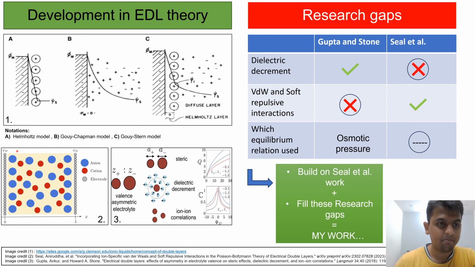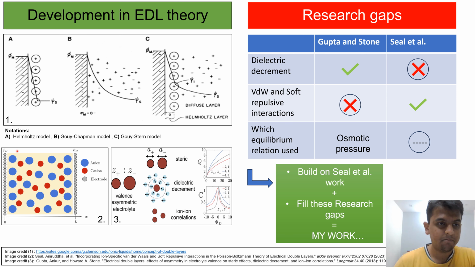So to find the potential and the concentrations of the ions within the EDL, we start with the Helmholtz free energy equation. We differentiate it to get the chemical potentials. We apply the boundary conditions, non-dimensionalize the parameters, and use the most famous Poisson-Boltzmann equation to solve it.